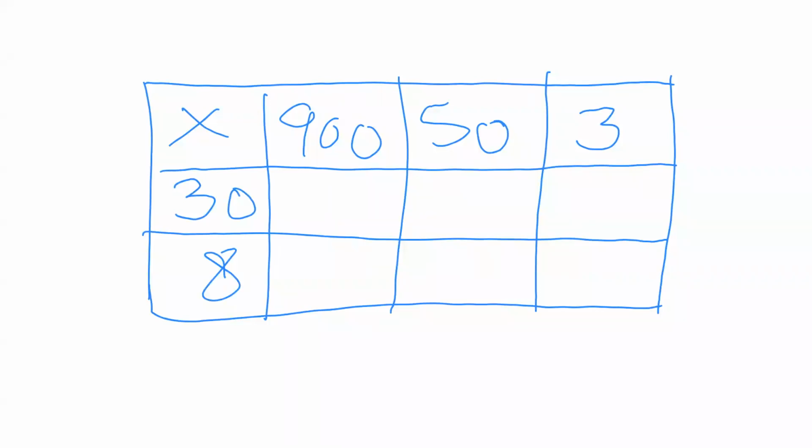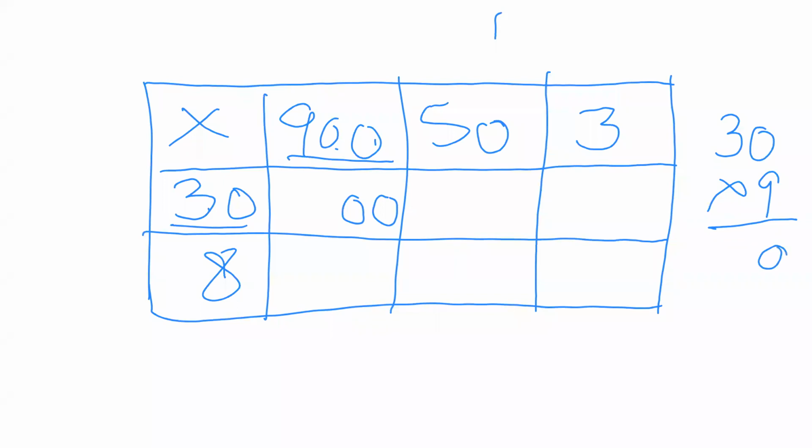Now, first column we are going to multiply 30 multiplied by 900. Now for this, 30 zeros are 0. We know any number multiplied by 0 is 0. Next is 30 multiplied by 9. So 9 zeros are 0. 3 nines are 27. So we will write here 27. So you will get the answer as 27,000.